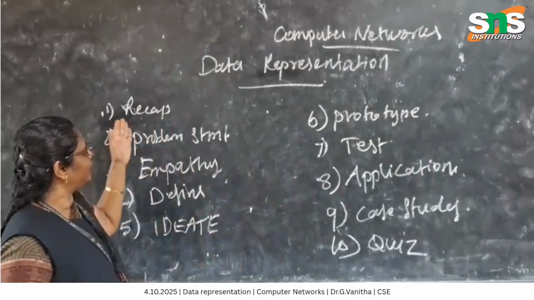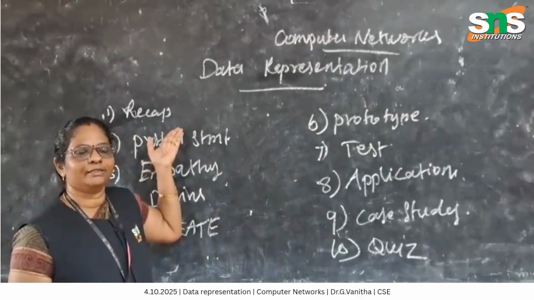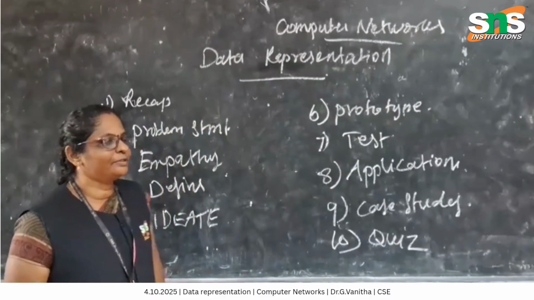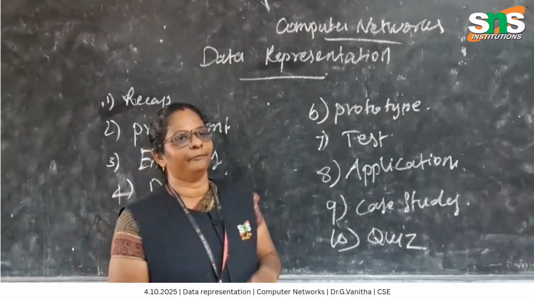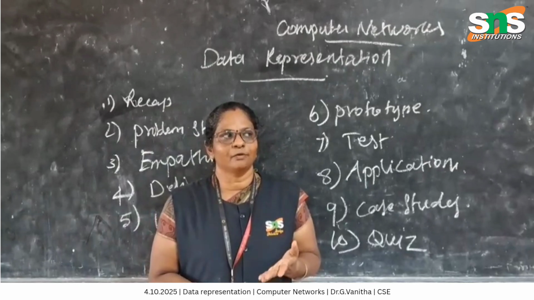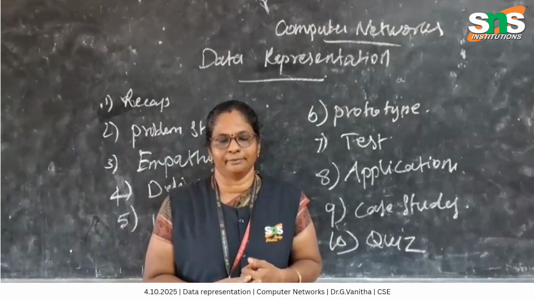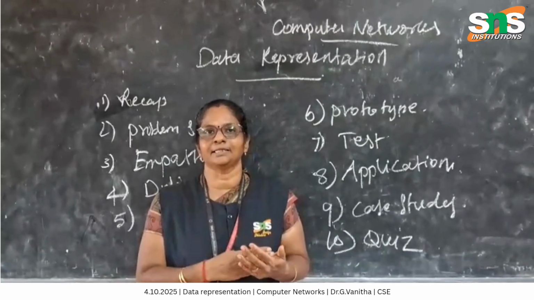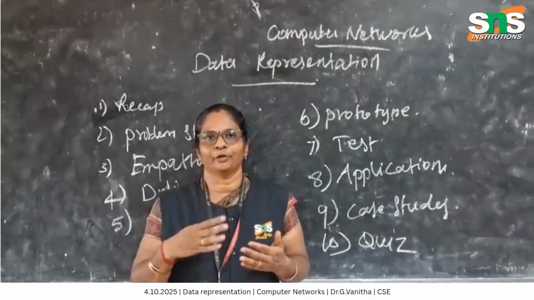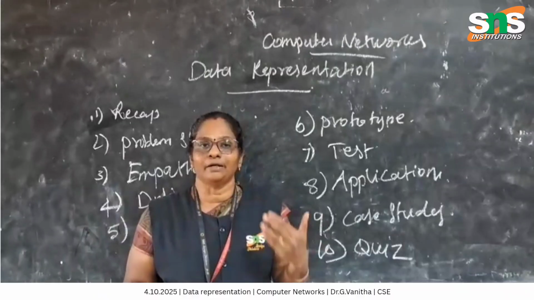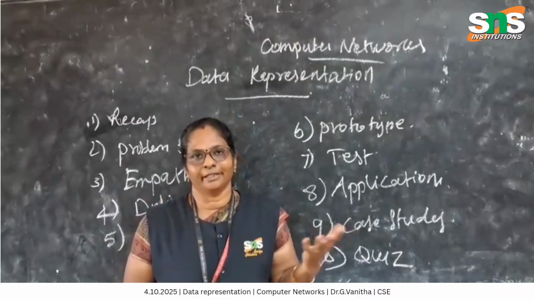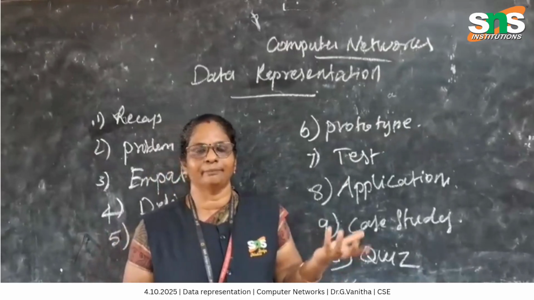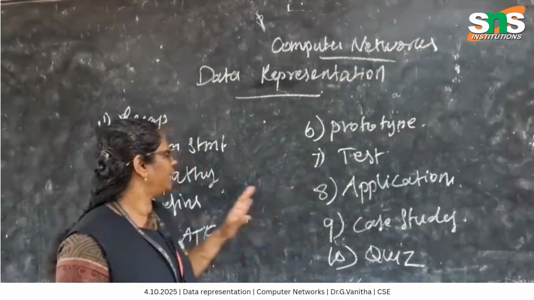So here, in a recap, we are seeing the representation of data and the network. In the problem statement, in a real-time scenario, the main problem is that people don't know how to convert the signals or the input into the devices, that is, how a given data is converted into zeros and ones. So that's the main problem, and we have to rectify it in the real-time scenario.